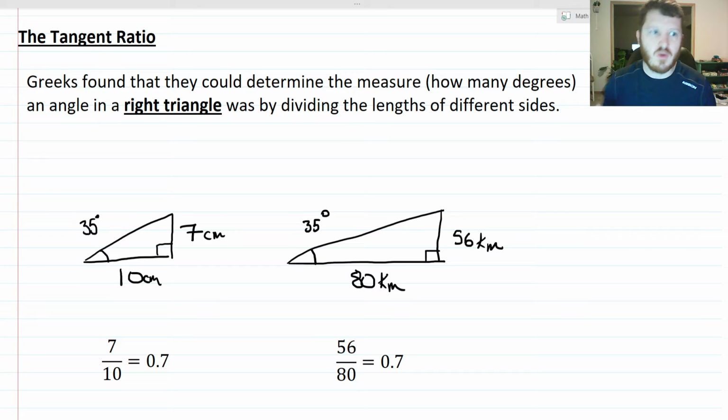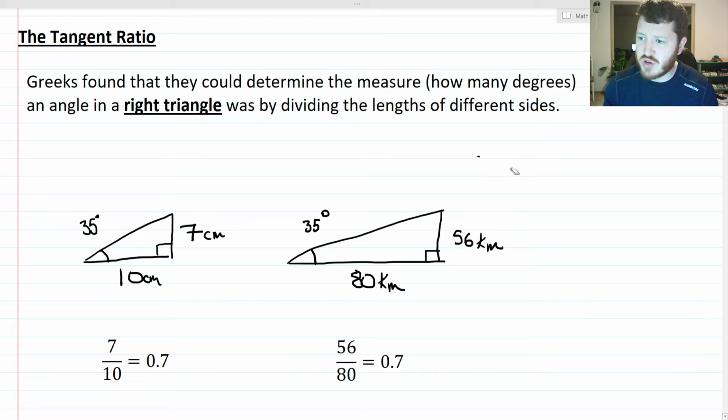This is going to be a quick video to teach the tangent ratio, for how we use the tangent ratio for investigating triangles, for investigating right triangles. The Greeks found that they could determine the measure, or how many degrees an angle was in a right triangle, by dividing the lengths of different sides.